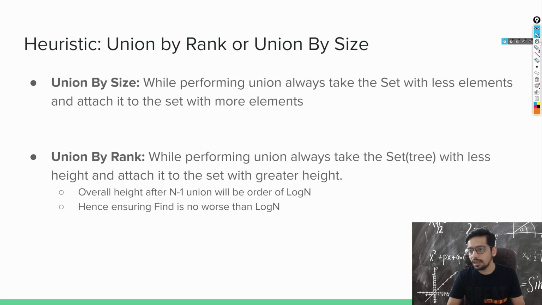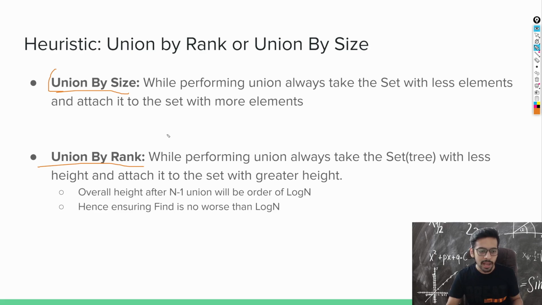So here is one of the heuristics. Whenever you are doing a union, always do it either by size or by rank. If you have two trees that you're merging together, take the smaller tree, and the representative of the smaller tree should be attached to the representative of the bigger tree. This is one heuristic.